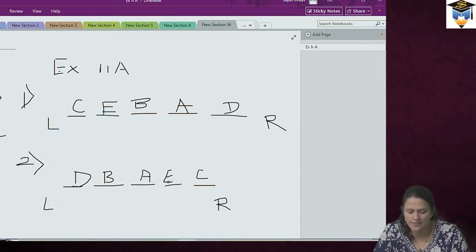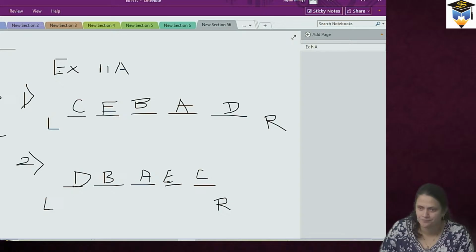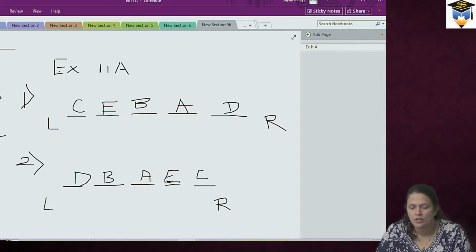E is to the left of C and right of A. B is to the right of D. Correct. बघा. So which house is in the middle? A is the correct one. कळलं का? आता पुढचं तुम्ही करून दाखवा.